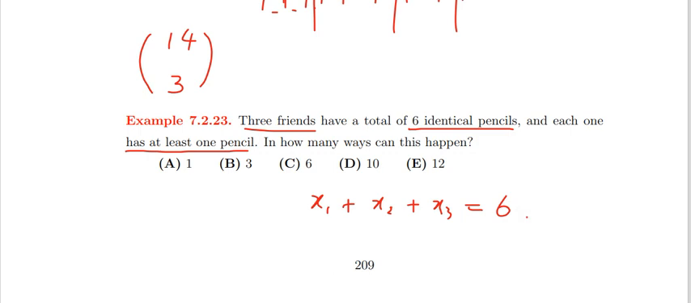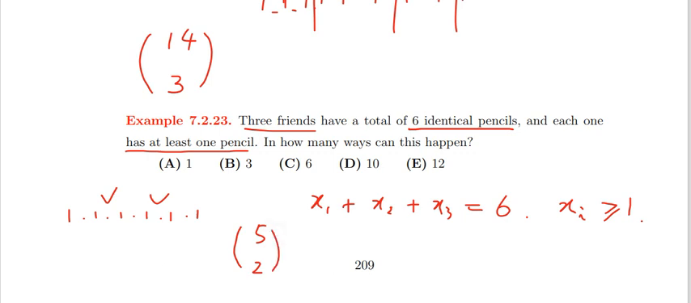And each one has at least 1 pencil. This means x1, x2, x3 should each be at least equal to 1. So how many ways? This means we have 6 pencils and we want to split them into 3 parts. So we should choose two positions to split them. How many positions can we choose? 1, 2, 3, 4, 5. So that's 5 choose 2, right?